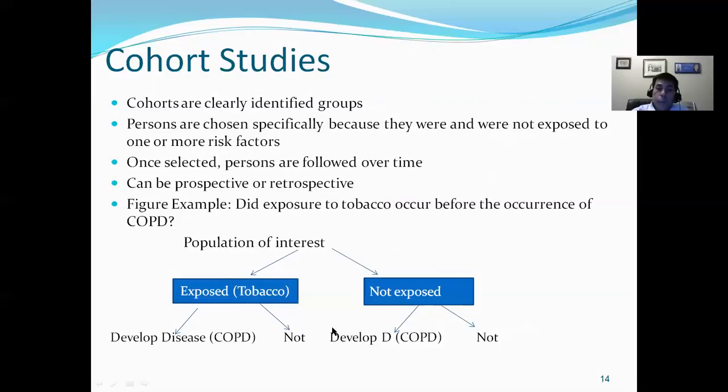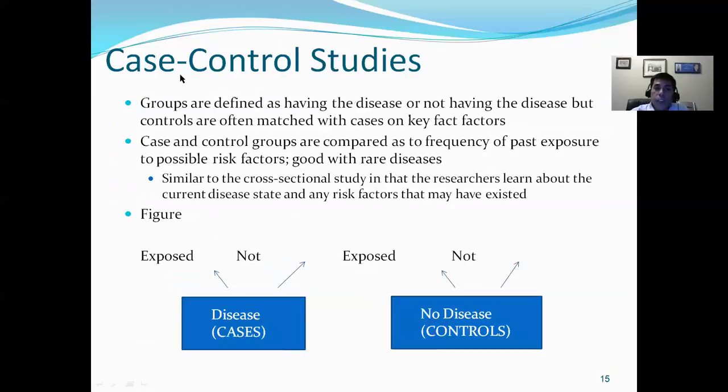So, ang ibutang na nimo siya sa, ikumpara nimo siya sa case control, lahi ra gyud ang case control, because case controls are groups that are defined as having the disease or not having the disease, but controls are often matched with cases on key factual factors. So kinahanglan nahibalo na ka kung unsay factual factors sa disease. Dili man ka pwede magka-case and control kung wala ka kahibalo sa feature sa disease.